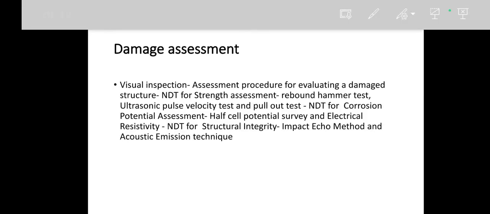Good morning. Today we will move on to the second unit. Okay, so in this unit, I will discuss the damage assessment.